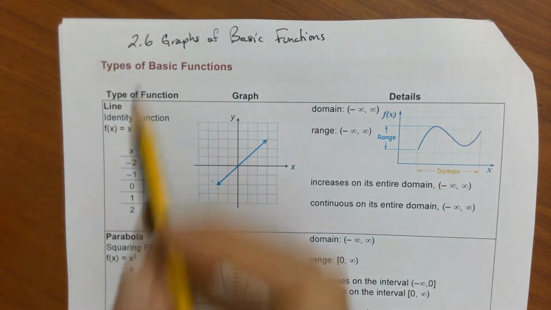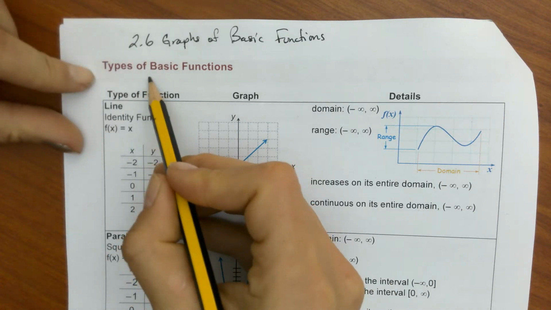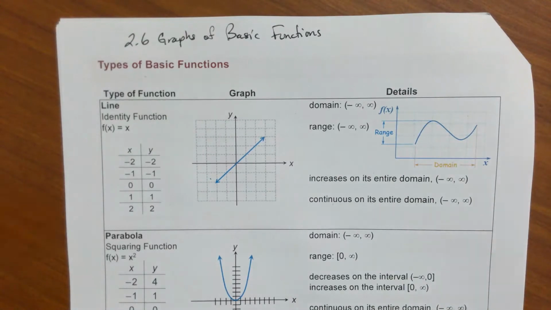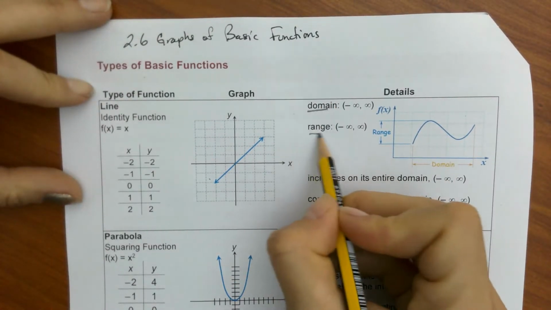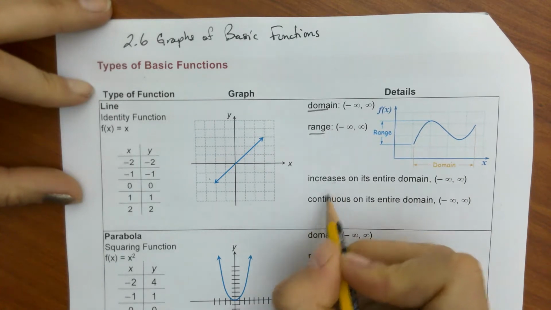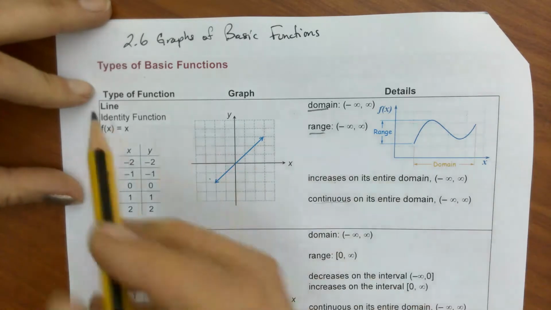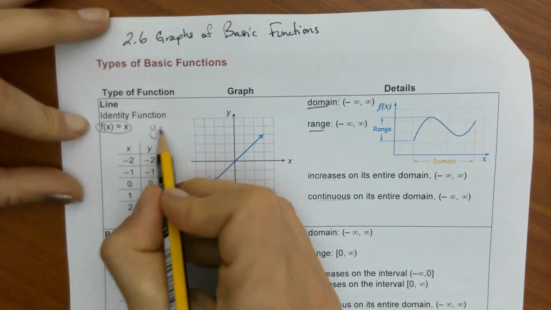Okay, so now we're still in 2.6, but now we're doing types of basic functions. So what I'm going to do is I'm just going to talk about the different types of basic functions. I'm going to talk about their domain, the range, where they increase and decrease, and where they are continuous. Okay, so first we have this function here, y equals x.